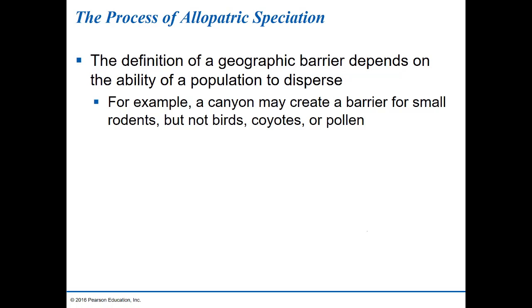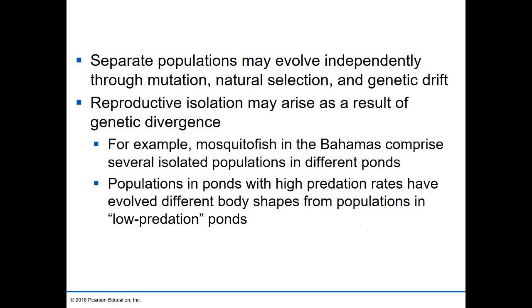So while that canyon might have created a barrier for the deer and the rodents, it may not necessarily create a physical barrier for birds that can fly over it, maybe for pollen in trees that can be blown by the wind, or other animals like a coyote or a fox that are able to scurry up and down those areas or travel far enough to go around it to continue to reach the other population.